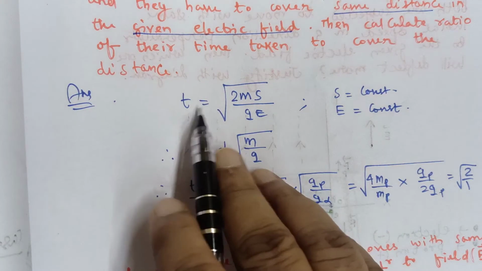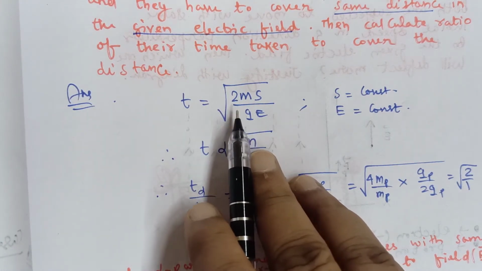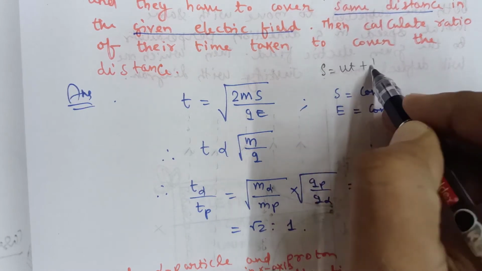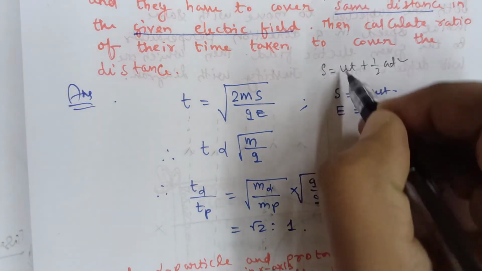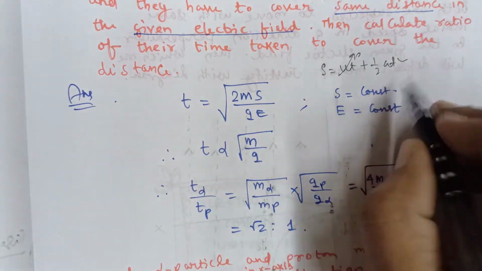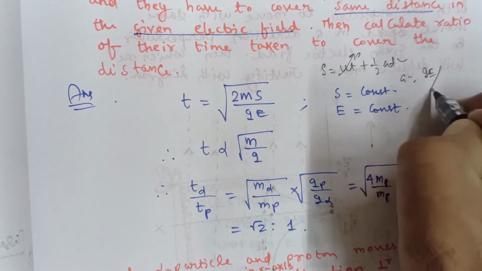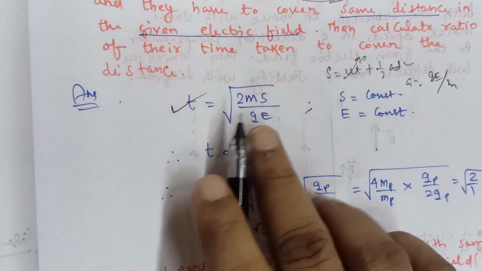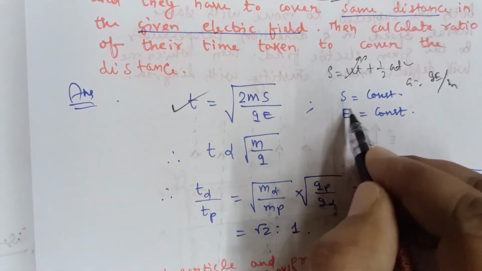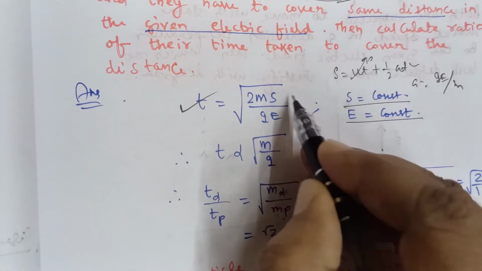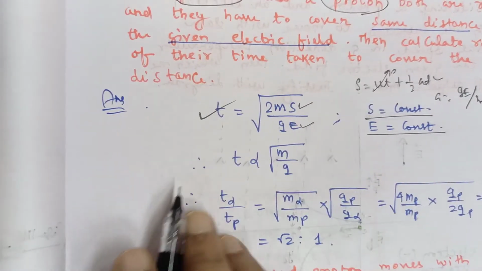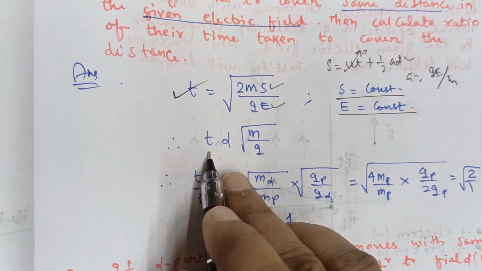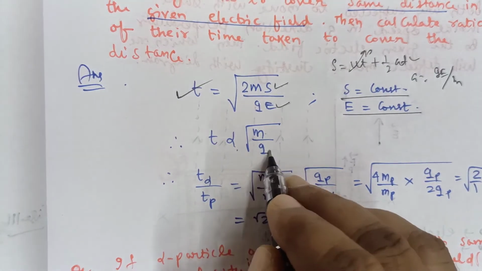This is the formula that we just read. If you do not remember this formula, you can go through this: S is equal to ut plus half at square. The ut part will be 0. Put the acceleration, that is qE by m, then you can get this result. So this is the formula, and comparing in this case, distance is constant, E is constant. So S is constant, E is constant. So the only variables are m and q. So the time taken for the charged particle depends upon mass and charge.